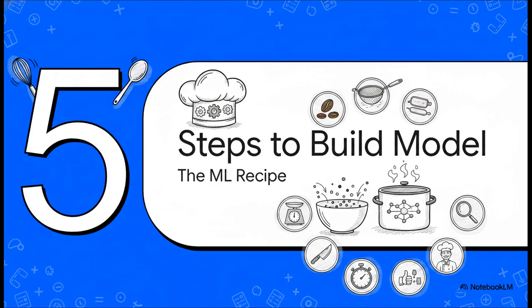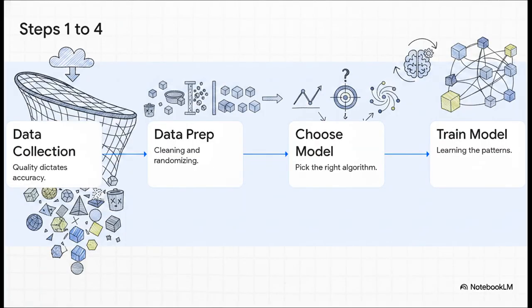All right, final section, Section 5, Steps to Build a Model, the ML Recipe. Theory time is over. We're the chefs now, and it's time to cook up a real machine learning model using a proven 7-step recipe. Step 1 is data collection, and honestly, I cannot stress this enough. The quantity and quality of data you collect here entirely dictates the accuracy of literally everything that follows. It's the classic garbage in, garbage out rule.